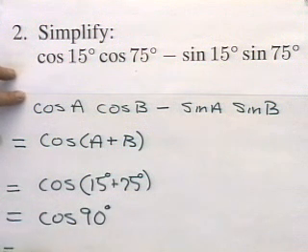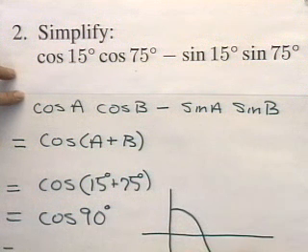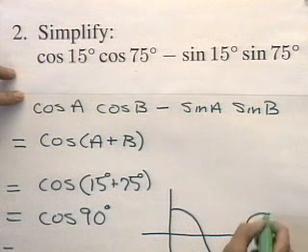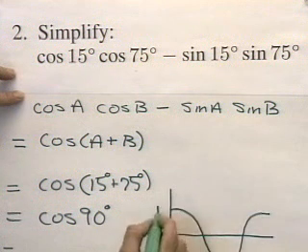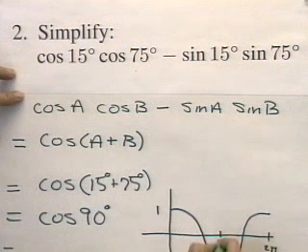Now I can simplify cosine 90. Remember, if I want, I can just draw a quick sketch of the cosine curve. Starts at 1, goes to 0, down to negative 1, back up to 0, and then up to 1. This is 2 pi. This is pi over 2. And this is pi over 4.